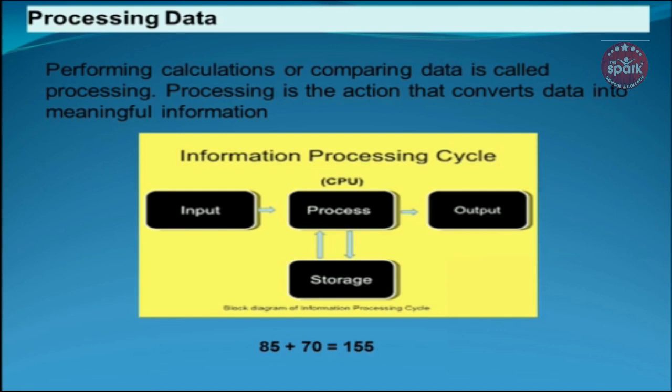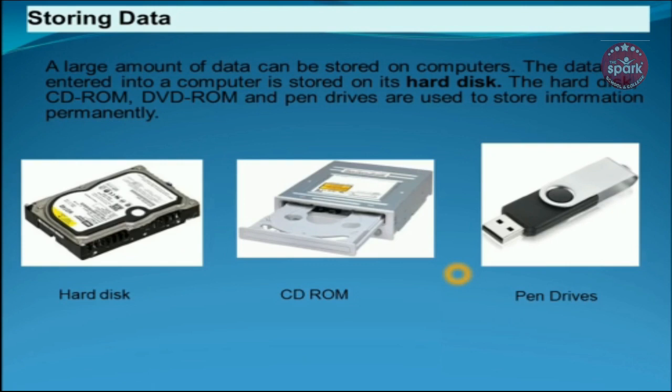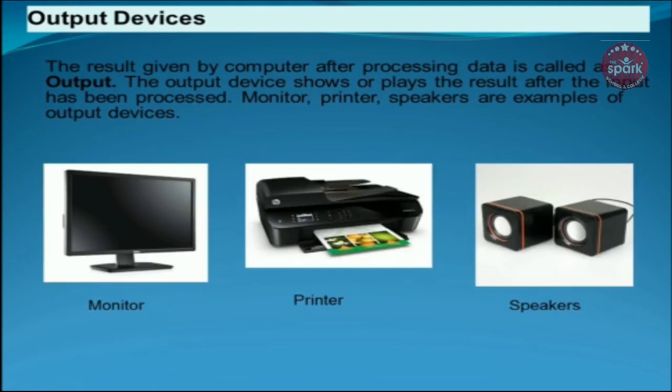Further, suppose we are storing data. Where does the computer store data? Like we just talked, through the input we enter the data, and finally the computer stores our data in storing devices, like the hard disk, CD-ROM, or a pen drive, which is also called a USB drive. Finally, output, that means the computer gives its result to the human.